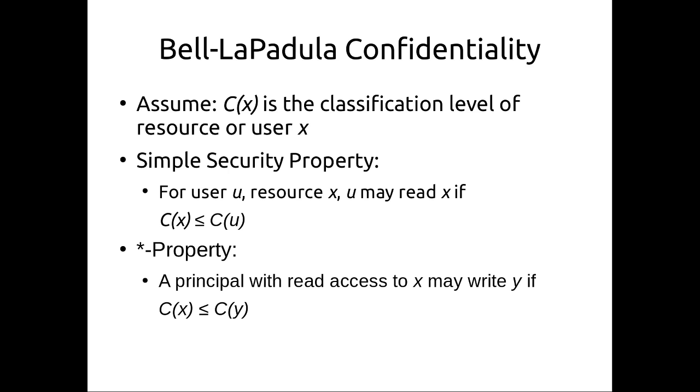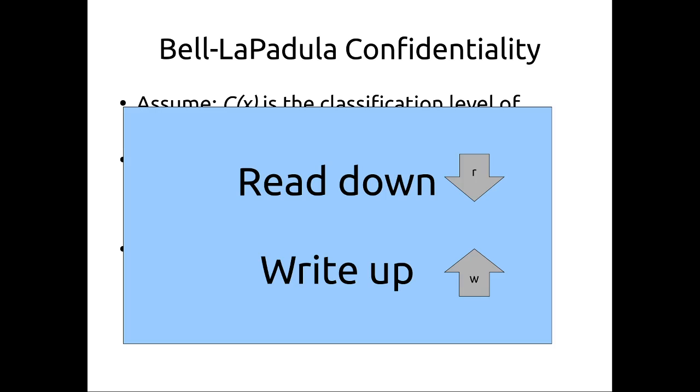Okay, all that these are saying is that you should be able to read downwards. So you should be able to read resources at the same confidentiality level as you, and those that are lower than you. So the president should be able to read the news, right? The news is not as confidential as the information that the president has, but the president should be allowed to read the news. You should be able to read downwards, and you should be able to write upwards.